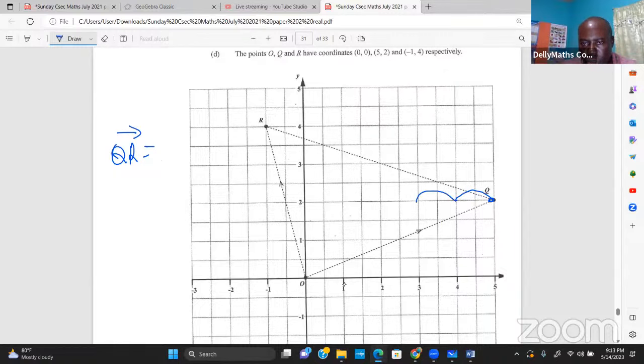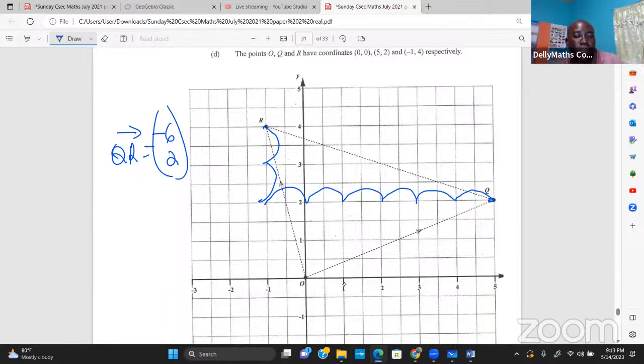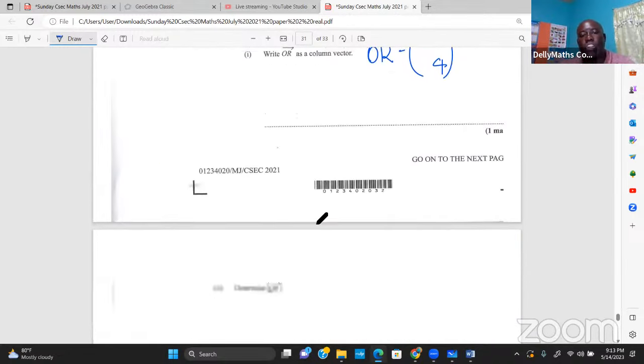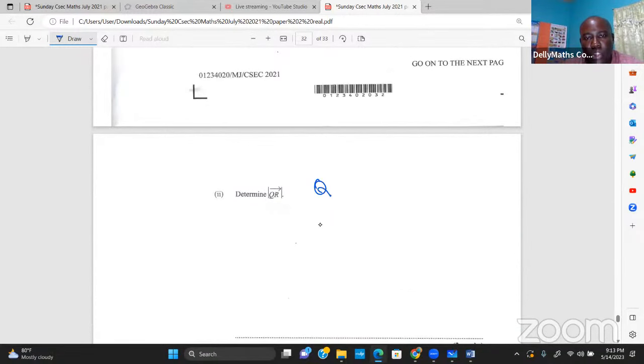1, 2, 3, 4, 5, 6, -6, 1, 2. And if you notice, you look at the scale. The reason why I'm skipping 2 is because between 5 to 4 is 2, 4 to 3 is 2, 3 to 2 is 2. So my 1 is to skip 2 boxes. So be careful. -6 with a 2. Then now I could find the magnitude of QR. So QR is -6, 2.